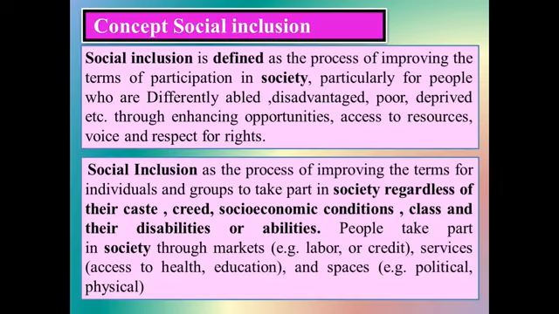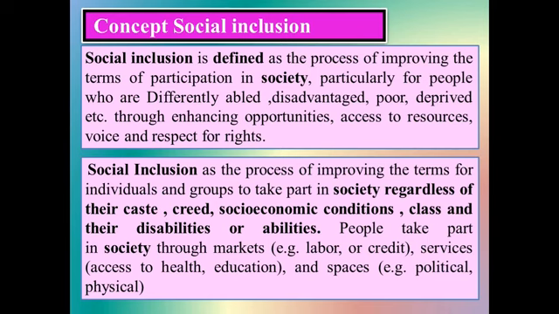Let us see the concept of social inclusion. Social inclusion is defined as the process of improving the terms of participation in society, particularly for people who are differently abled, disadvantaged, poor, deprived, etc., through enhancing opportunities, access to resources, voice and respect for rights. Social inclusion is the process of improving the terms of individuals and groups to take part in society regardless of their caste, creed, socio-economic conditions, class and their disabilities or abilities.